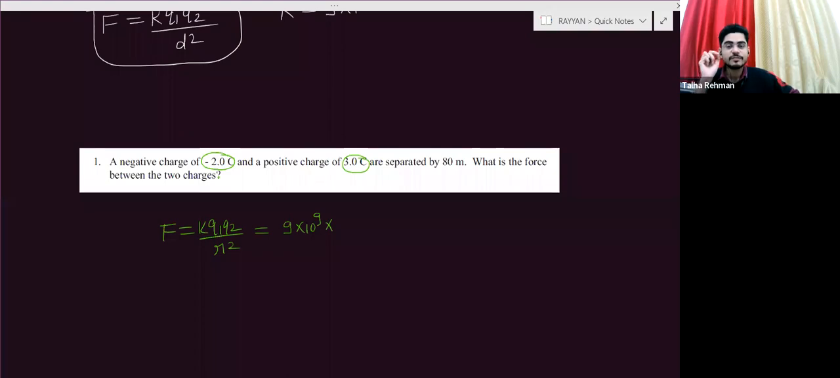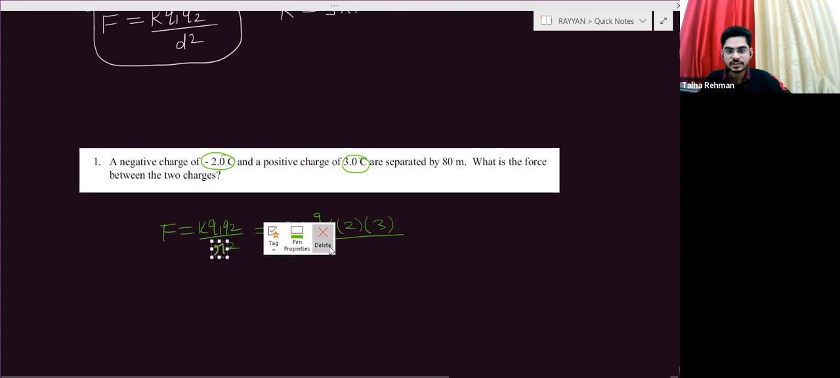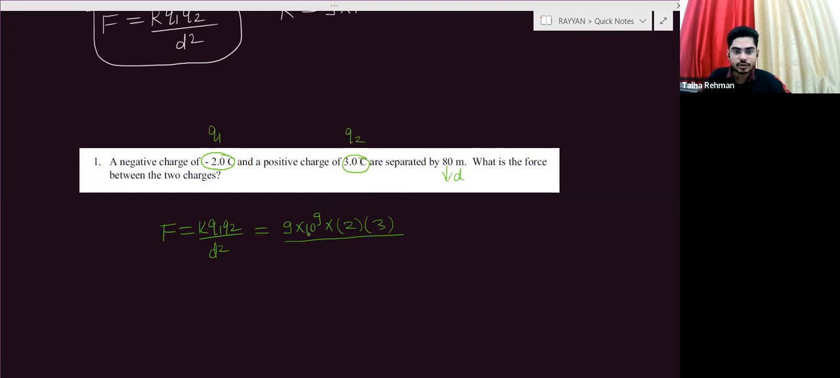Why? Because we have already decided that this is the negative charge, this is the positive charge, and negative and positive charges will attract each other. So we will take only 2 coulomb, and here 3 coulomb, divided by the distance, 80 meter, d square. D is given as 80 meter. This is your Q1, this is your Q2. Now 80 square.